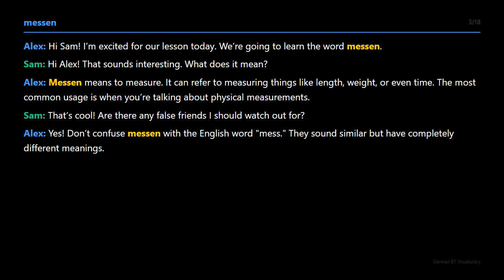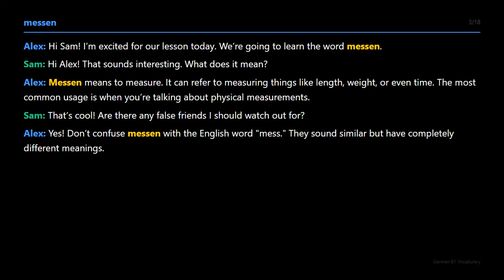That's cool. Are there any false friends I should watch out for? Yes. Don't confuse messen with the English word mess. They sound similar but have completely different meanings.